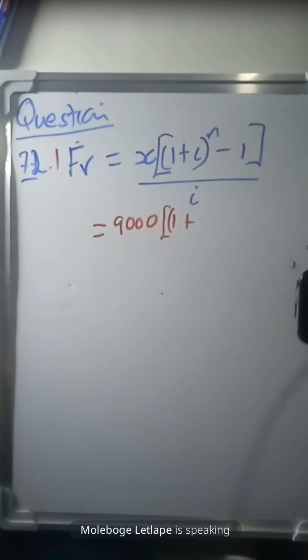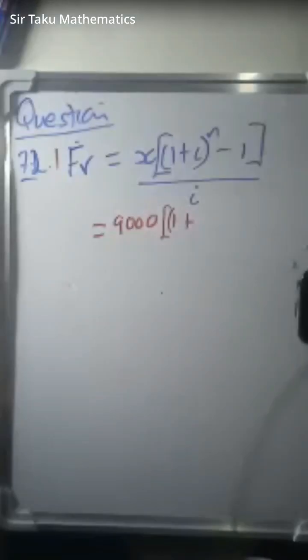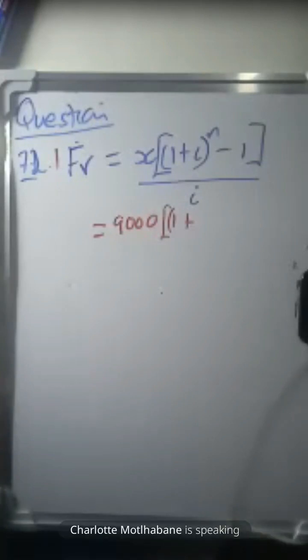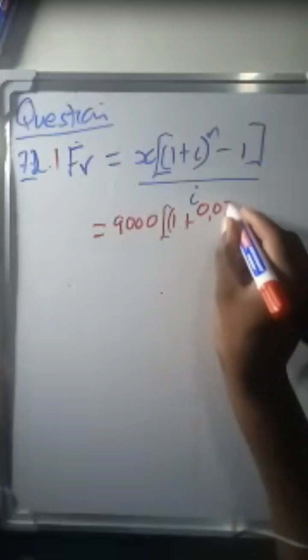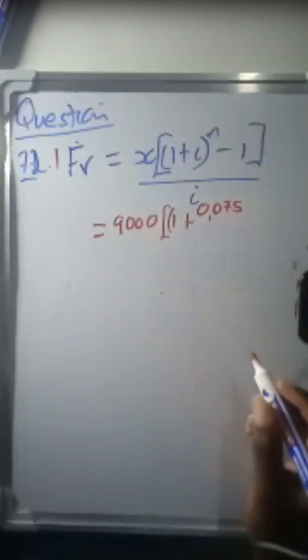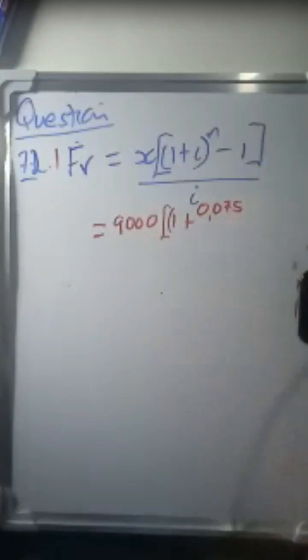Check, guys. What is the interest rate? 7.5. Now 7.5% means 7.5 over 100. If you have a calculator, do 7.5 divided by 100, what do you get? We get 0.075.